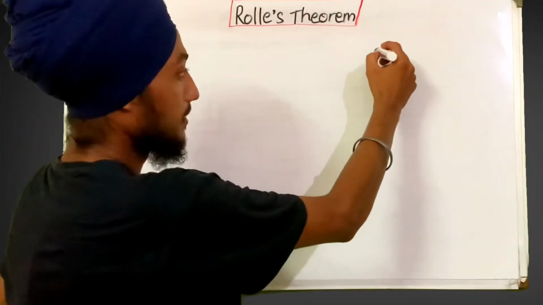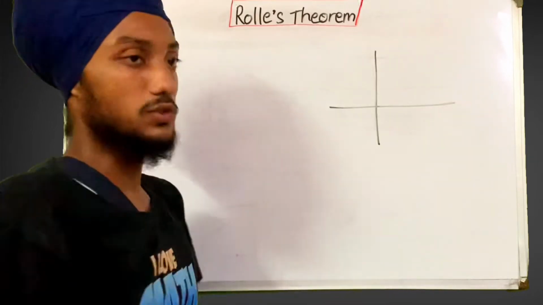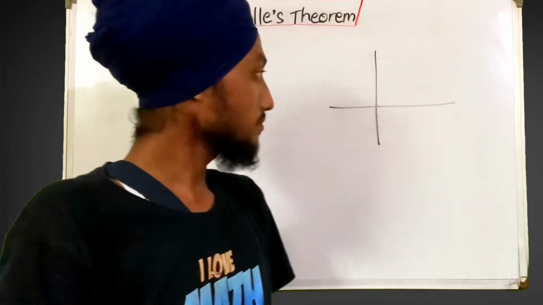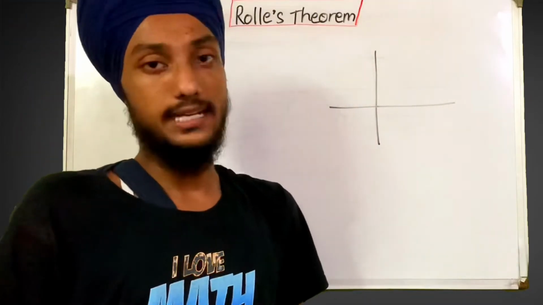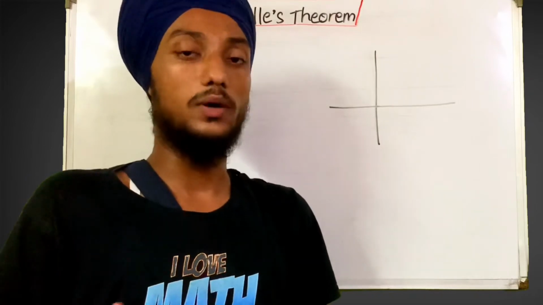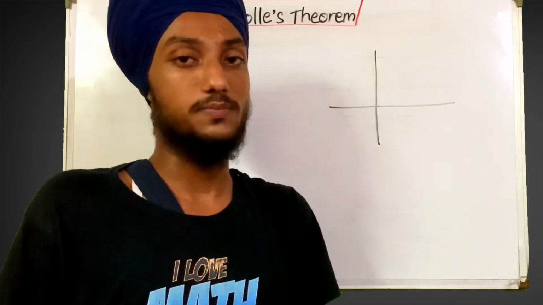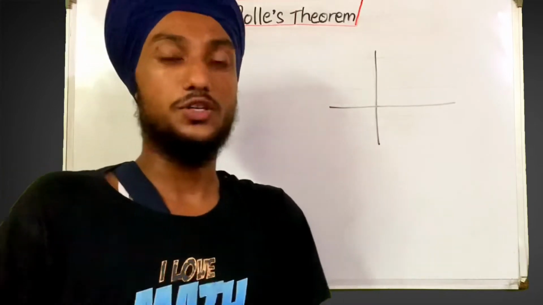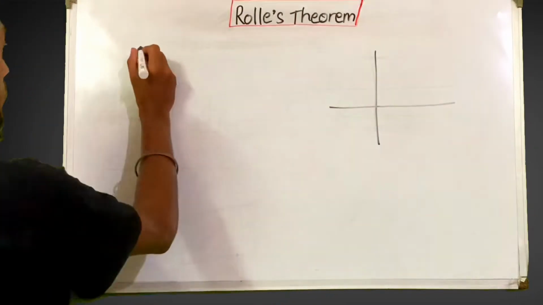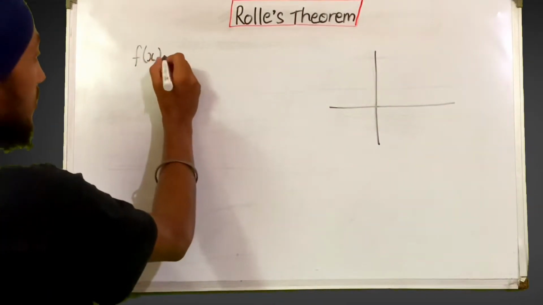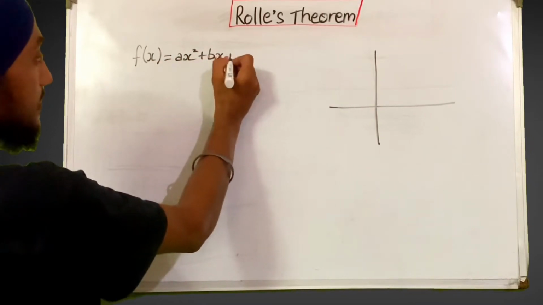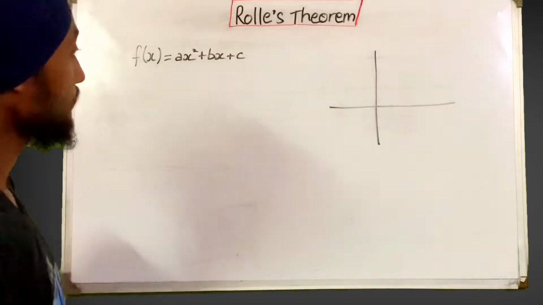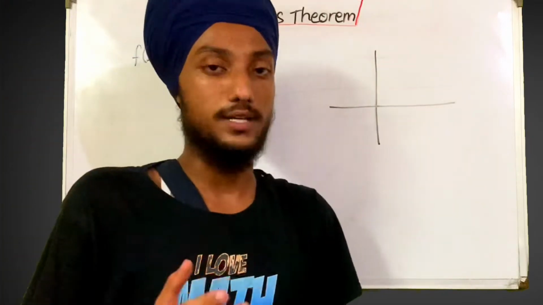Let's take the example of a quadratic function. So let's look at Rolle's theorem. In the next upcoming videos, you will learn about its derivation and how it derives from the other mean value theorems. So let's begin with Rolle's theorem. Consider a function f(x). Let's look at any function ax² + bx + c, and let's begin with a quadratic function.